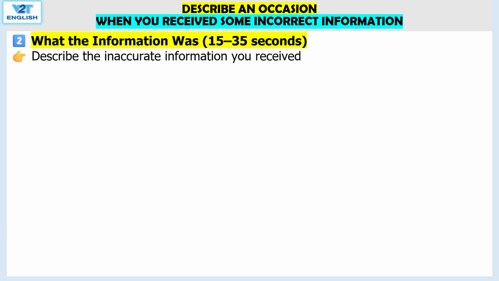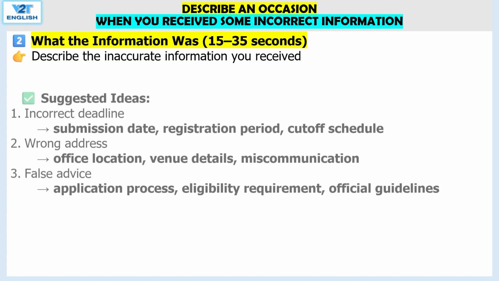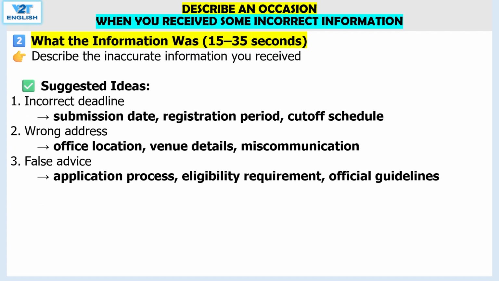2. What the information was, 15 to 35 seconds. Describe the inaccurate information you received. Suggested ideas. 1. Incorrect deadline. Submission date, registration period, cutoff schedule. 2. Wrong address. Office location, venue details, miscommunication. 3. False advice. Application process, eligibility requirement, official guidelines.